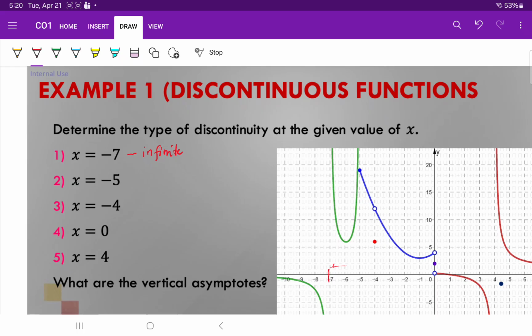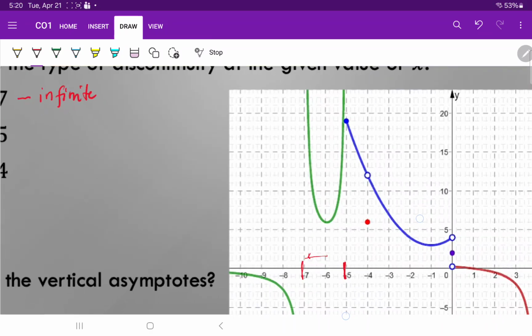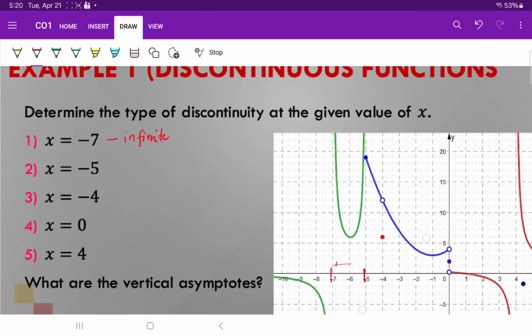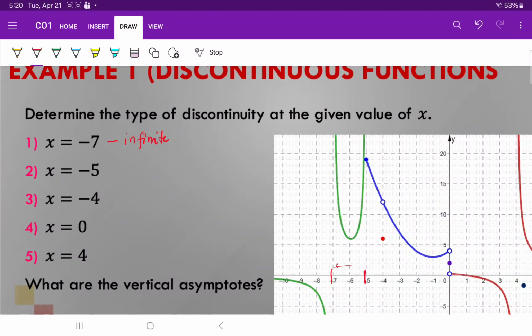Alright? Okay, at x equals -5. So this is your -5. Okay? So what type of discontinuity? Is this the -5? Right. What type of discontinuity do we have at x equals -5?